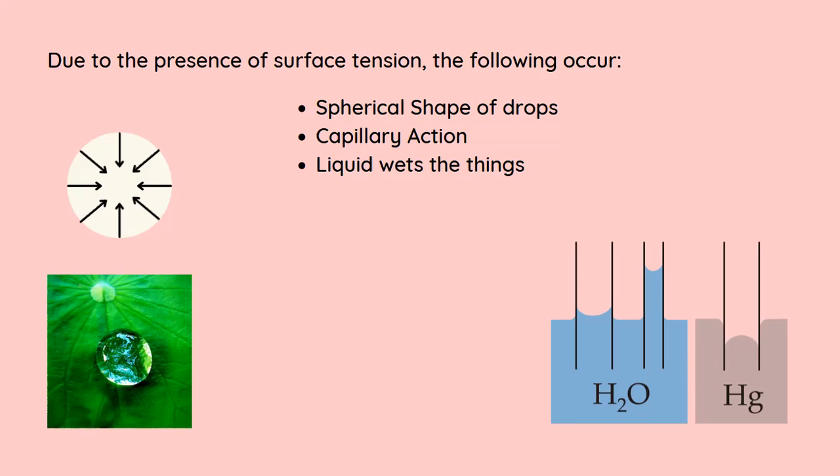Now, one very important thing is that due to the presence of gravity, there might be a slight distortion in the spherical shape, because there is a force acting on these substances, and that's gravity. So you might not have a perfect sphere, but in the absence of gravity, you'll have a perfect sphere.